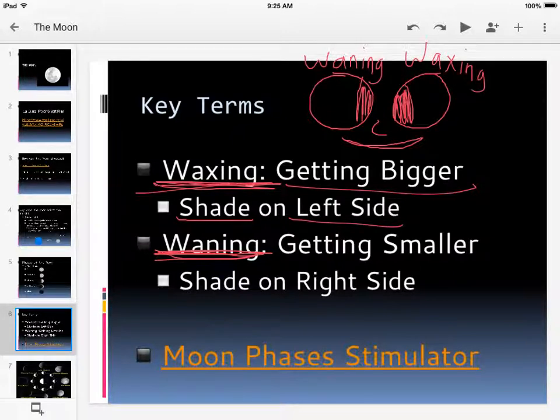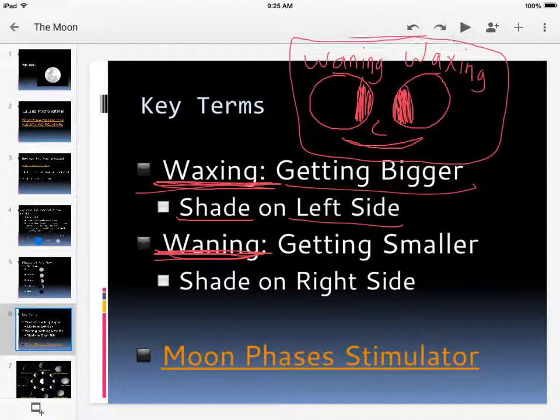So on a waning moon, the lit up part is on the left hand side and the shade is on the right hand side. And then for a waxing moon, you've got the shade on the left and the lit up part on the right. That's just a nice little graphic that you can write, as soon as you get a test or something, or when you're studying. This is something you can use as a visual to help you.